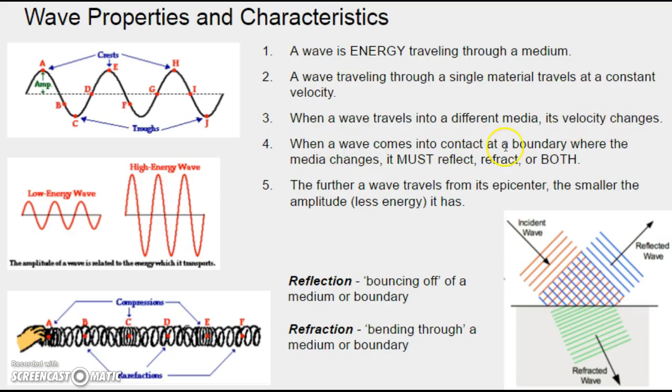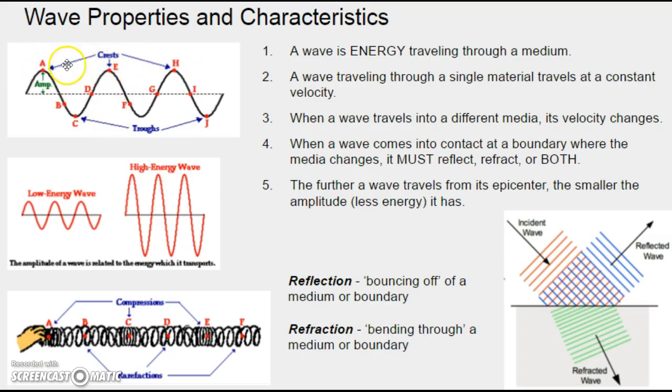When a wave comes into contact with the boundary, where the media changes, it must either reflect, refract, or actually can do both. And the further a wave travels from the epicenter, the smaller the amplitude, or the less energy it has. So here are some wave properties we can look at.